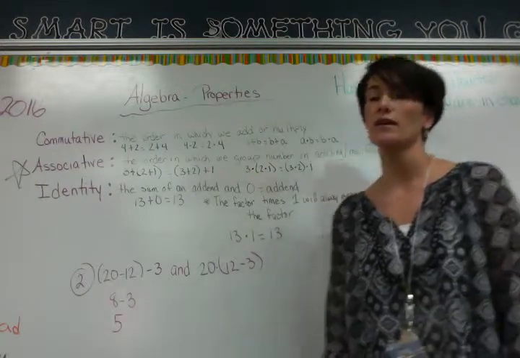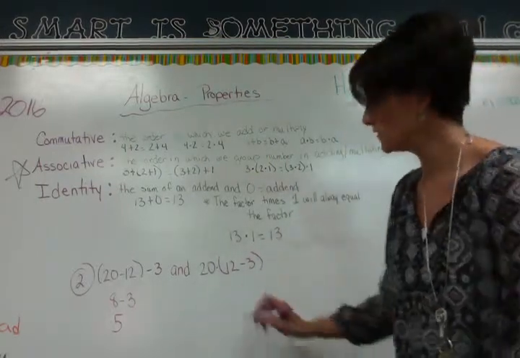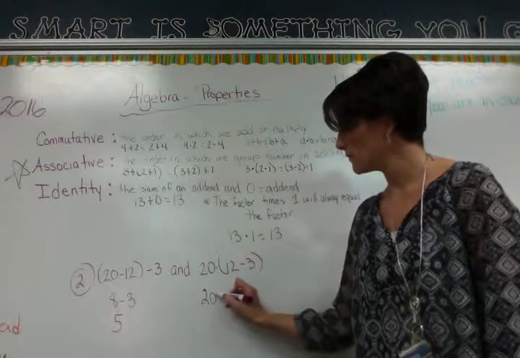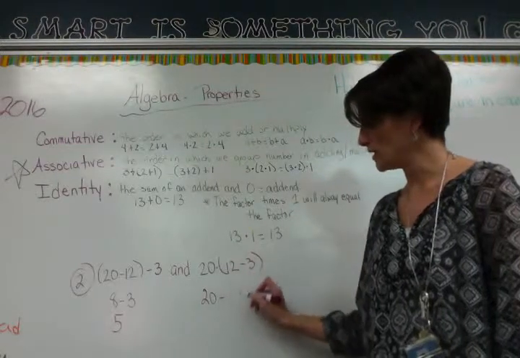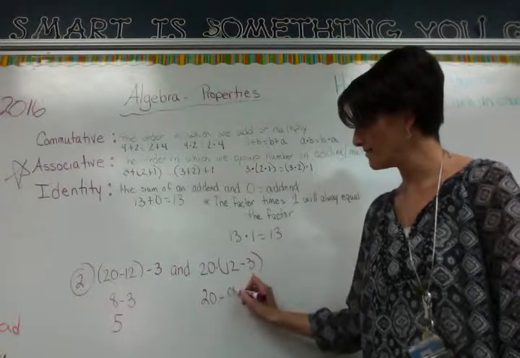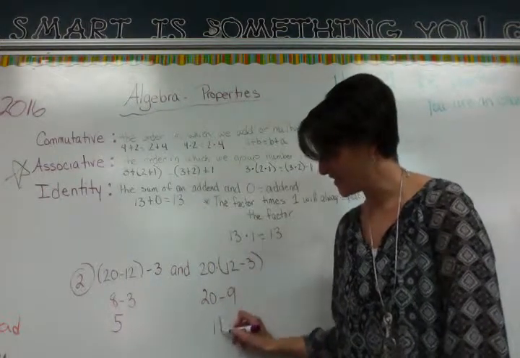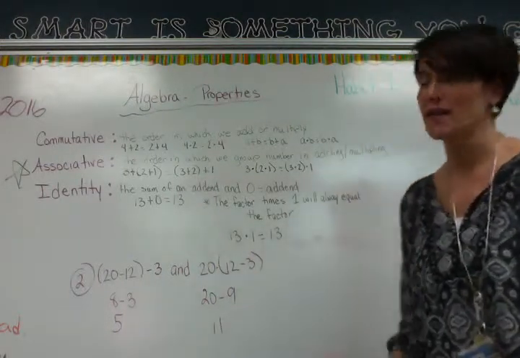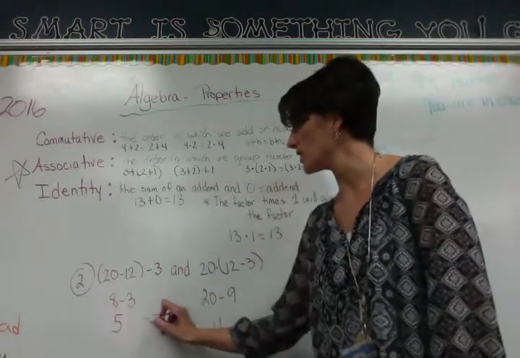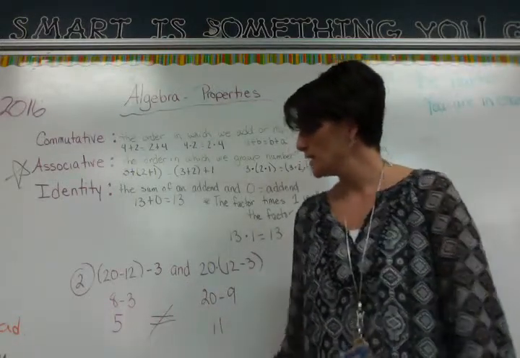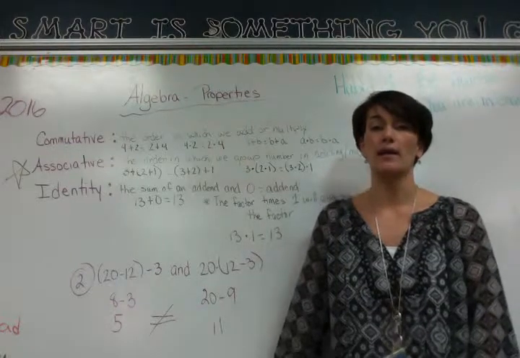And as I'm looking over here at this problem, I'm going to solve this one, parentheses first. 20 minus 12 minus 3 is 9. And then 20 minus 9 is 11. So in this case, we would say our two equations are not equivalent. Today they're going to ask us why.